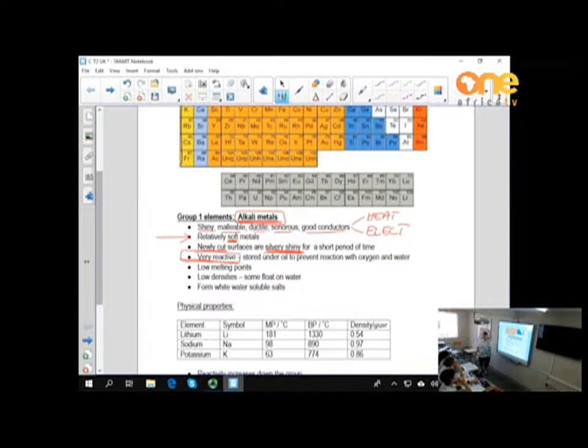Our atmosphere has lots of oxygen in it, and in the winter there's lots of water vapor in it. The reaction is exothermic, meaning it gives off energy, and it gives off so much energy that we can see the energy as a flame. It burns. So they are very reactive.